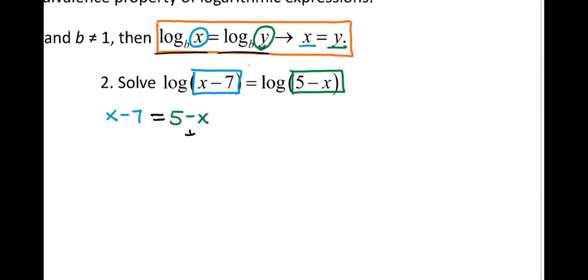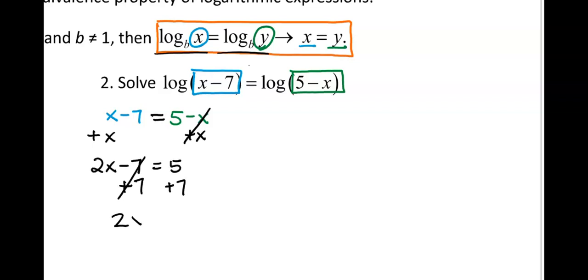I'm going to go ahead with solving this equation. I'll start by adding x to both sides, giving me 2x minus 7 is equal to 5. I'll then add 7 to both sides to get that 2x is equal to 12, and I'll divide both sides by 2 to get that x is equal to 6.